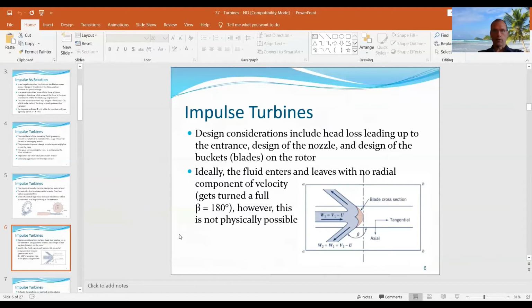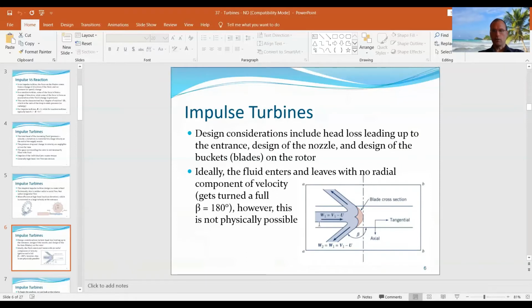And again, ideally, you want fluid to enter and leave with no radial component of velocity. In other words, when it comes in and hits the vane, the most efficient way to get energy out of it is for that water to go straight backwards, kind of like a tennis ball hitting a wall. As it hits the wall, it gets rebounded in the exact opposite direction.